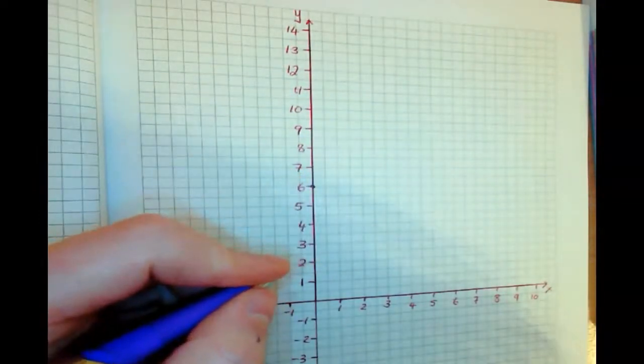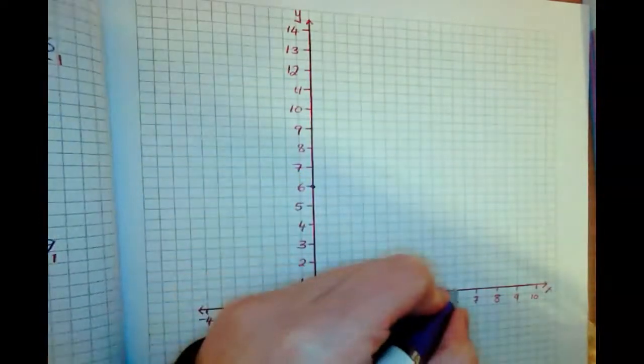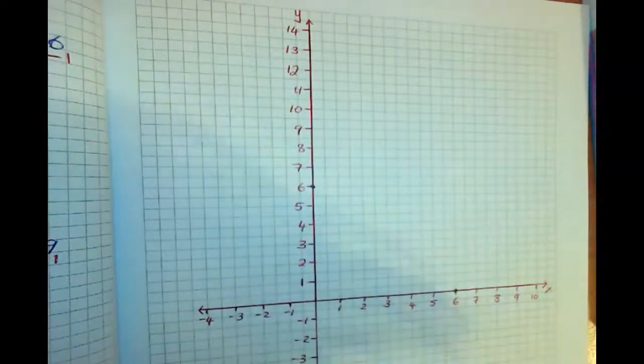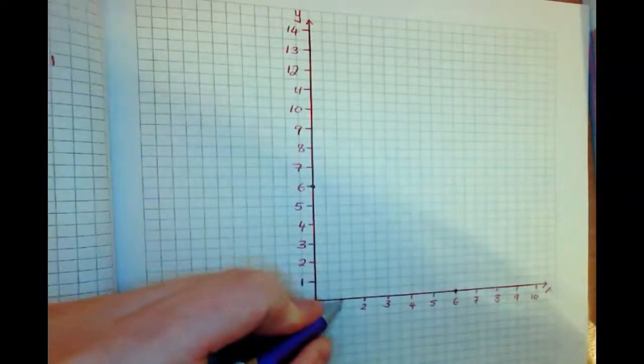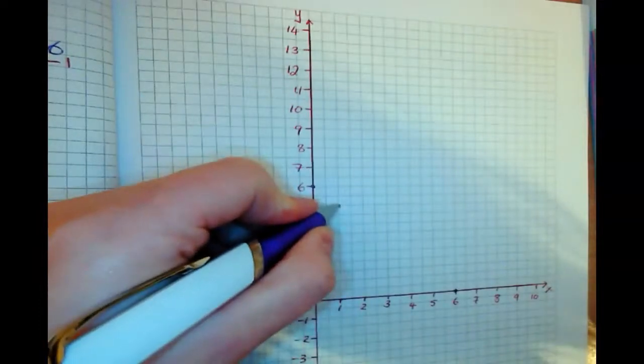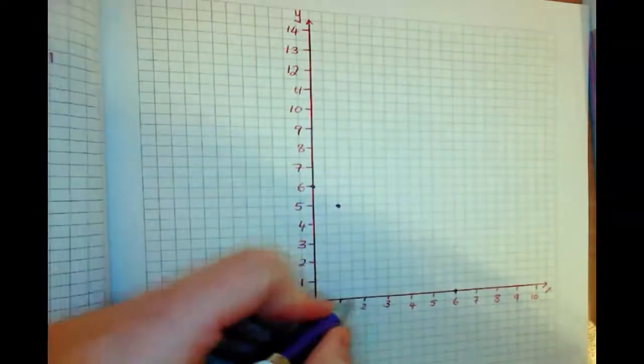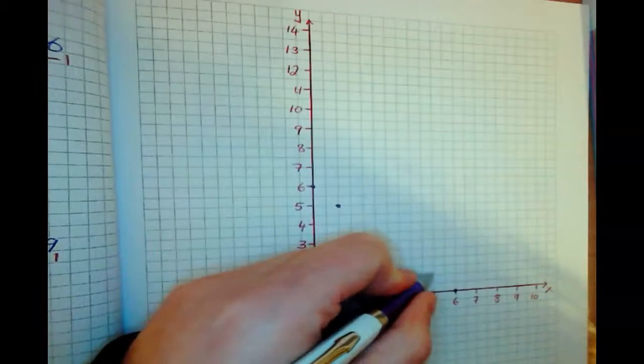And we got 6, 0. So we go to 6 on the x-axis and 0 on the y. Then 1, 5, so 1 on the x-axis and all the way up to 5. And 5, 1. So we go all the way across to 5 and up 1.